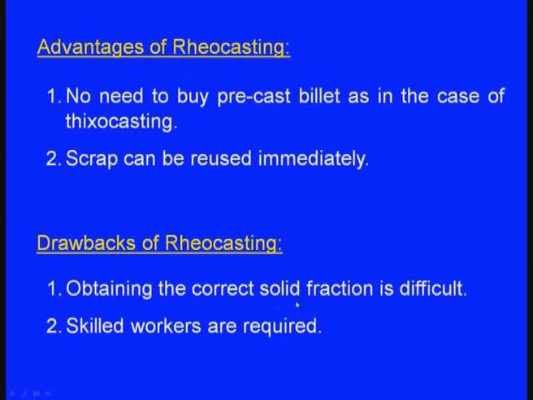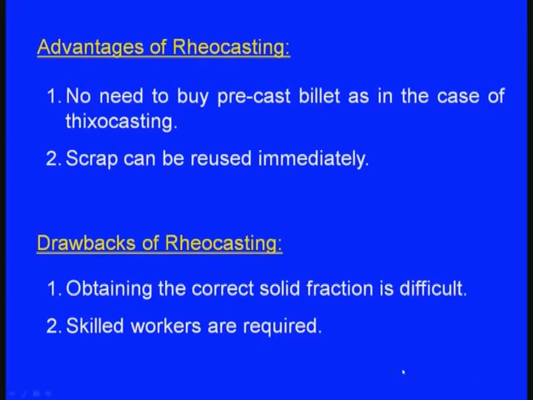Now, what are the drawbacks of rheocasting? Obtaining the correct solid fraction is difficult. We have to control the temperature between the liquidus temperature and the solidus temperature. We have to get the required solid fraction. So, that requires skill. So, skilled workers are required.